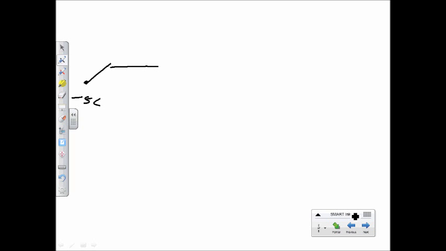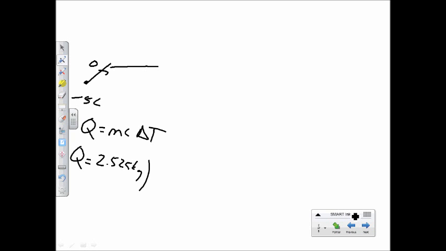My board's a little off here. Here's 0. To go from -5 to 0, what equation can we use to get us from -5 to 0? Q equals mc delta T. Whenever the temperature is changing, that works for us. So we're going to go Q equals, our mass was 2,525 grams, so 2.525 kilograms. We're going to multiply that by the specific heat of ice, which is 2060.